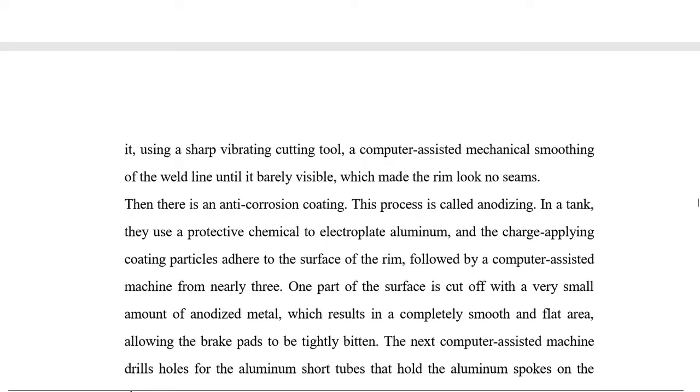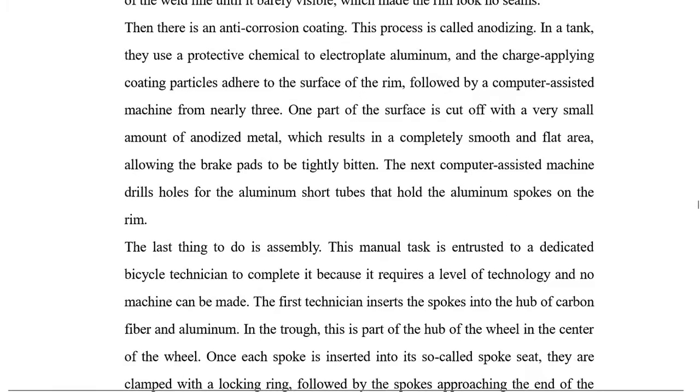After that, it is an anti-corrosion coating. This process is called anodizing. In a tank, they use a protective chemical to electroplate aluminum, and the charge-applying coating particles adhere to the surface of the rim, followed by a computer assisted machine. The last thing to do is assembly.